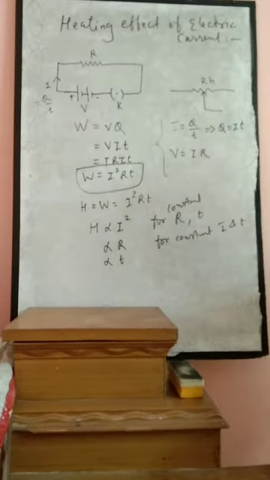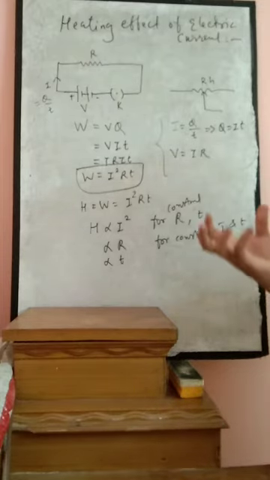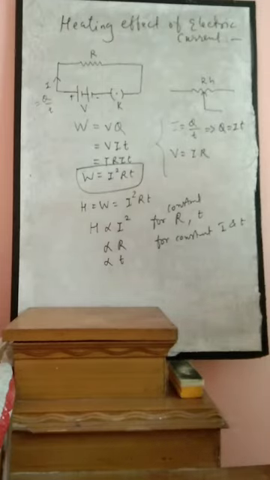So there are so many equipments, electronic devices which you can use in your daily routine life. In winter you can use a room heater, by that you can increase the temperature of the room. So there are lots of such examples by which you can understand the heating effect of electric current.